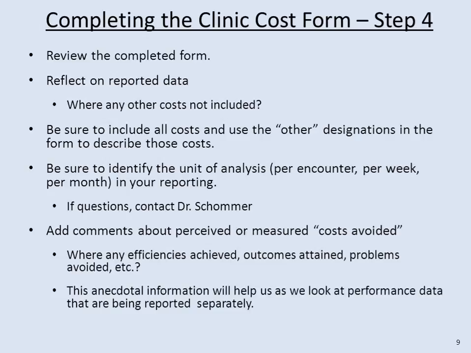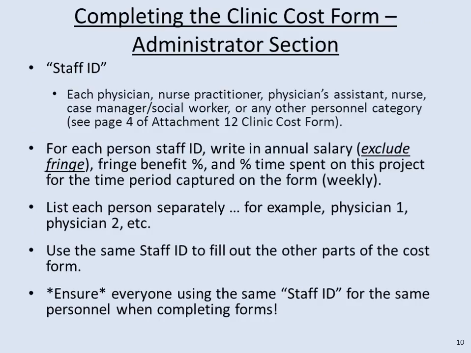It's important also that you tell us what your unit of analysis was, in that if it were hours per week, per encounter, or per month. If you have any questions about that, please email Dr. Schomer. Also, if you think you incurred something that was an avoided cost, if you have identified an avoided cost where, for instance, any efficiencies attained, did you notice any problems that were able to be avoided? This kind of information helps us better understand, as the model is delivered at your site, the nuances to the success that your site has had.